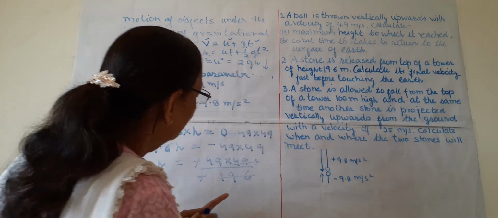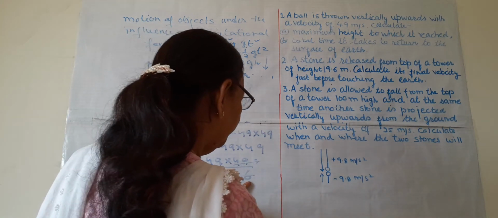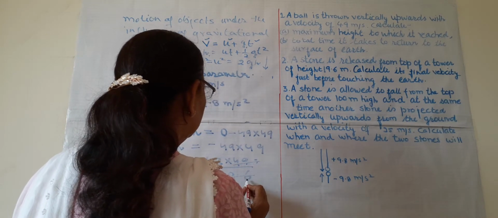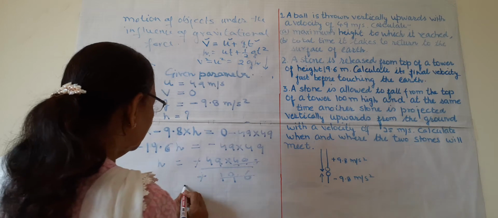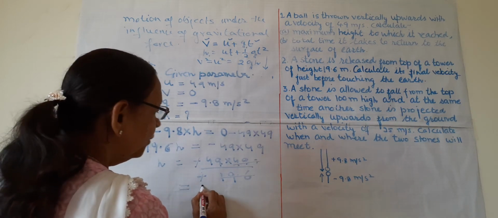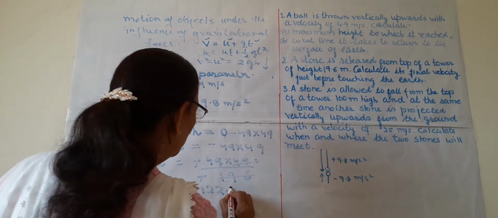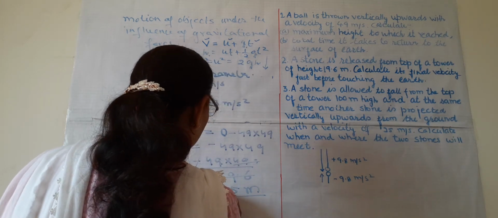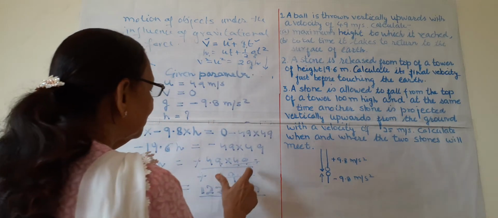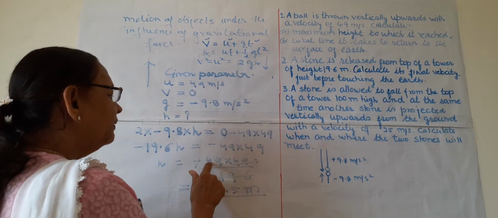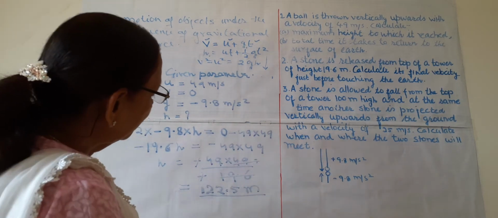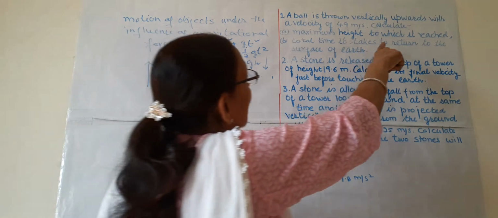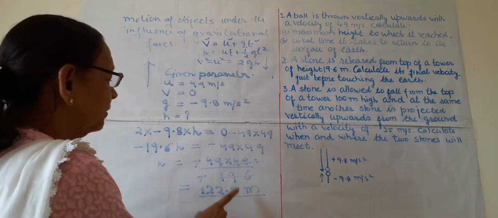When we calculate this, you will get 122.5 meters. This is the height and this is the answer of the question. You cancel these two, then multiply with this, and you will get the answer 122.5 meters, which is the maximum height to which it reached. So this is the height.